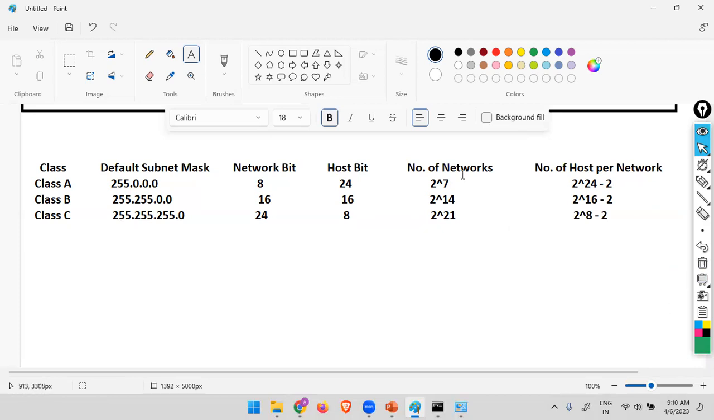This is clear. If you want, you can subtract 0 and 127 from here also, so you can add minus 2 also. If you subtract, that will be the usable number of networks, and this is the total number of networks. So that thing also you can do, that we do not use 0 and 127 in case of class A, so that will be subtracted.